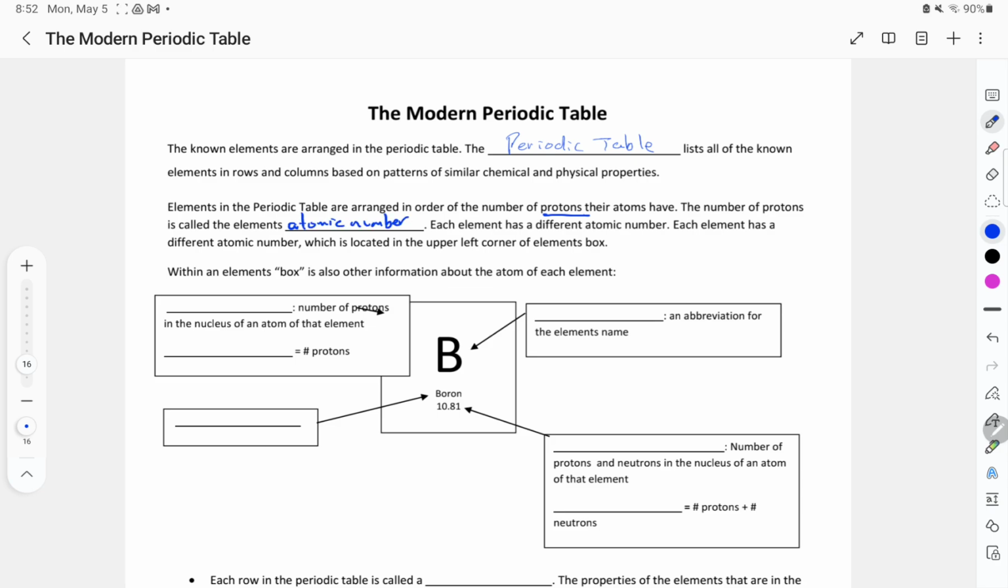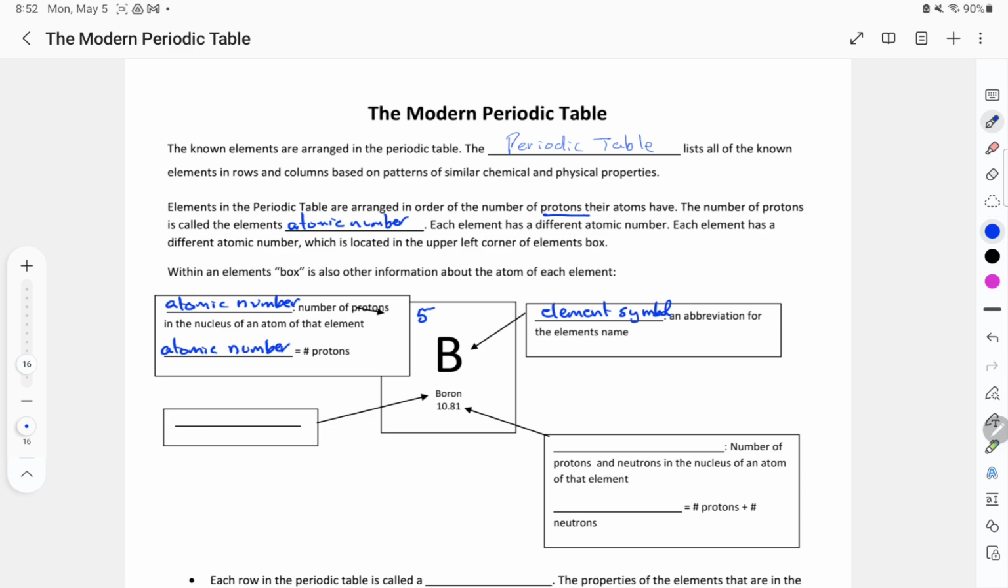Now, each element has a certain amount of information in the box in its area of the periodic table. In the upper corner of the box, we have our atomic number. The atomic number is the number of protons in the nucleus, and it tells us the atom. We also have our element symbol.